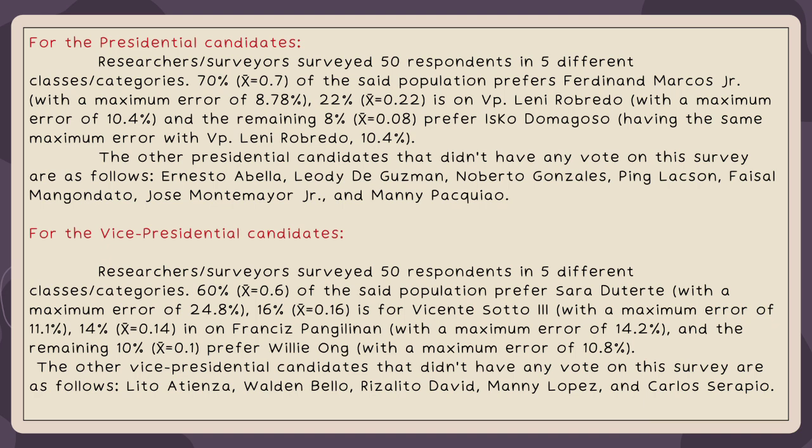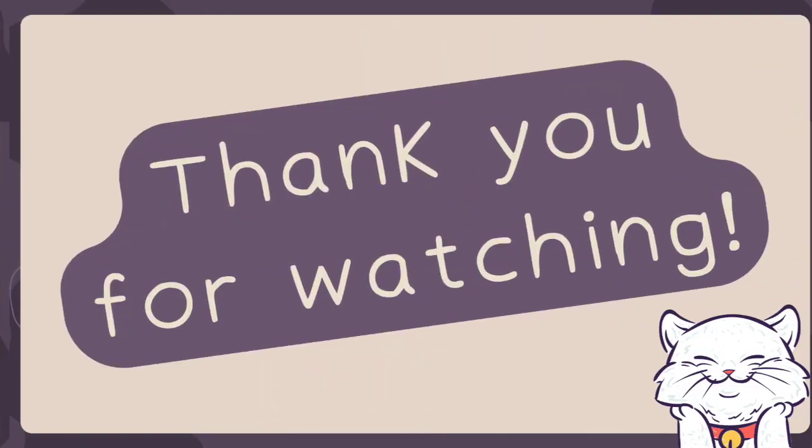The other vice presidential candidates that didn't have any vote on this survey are as follows: Lito Atienza, Walden Bello, Rizalito David, Manny Lopez, and Carlos Serapio.